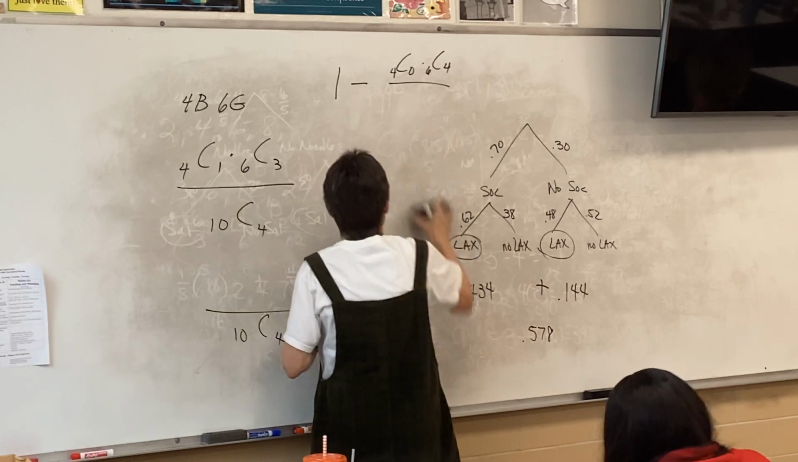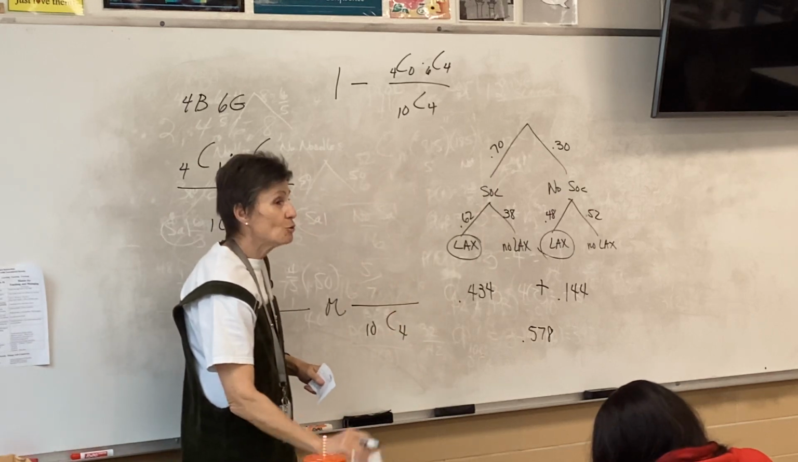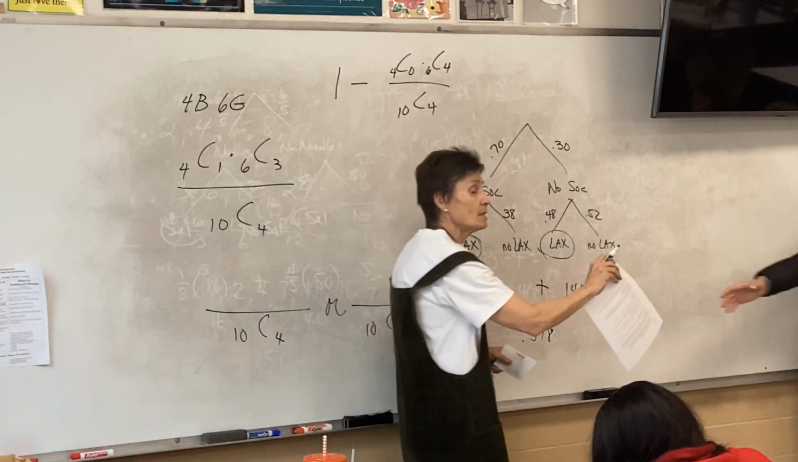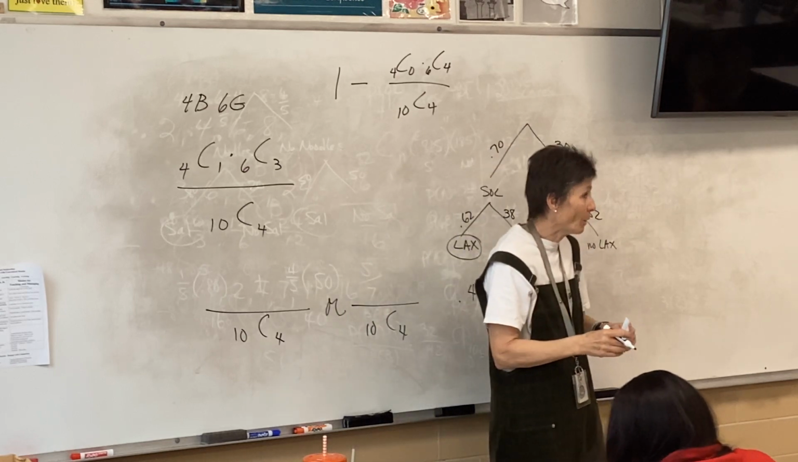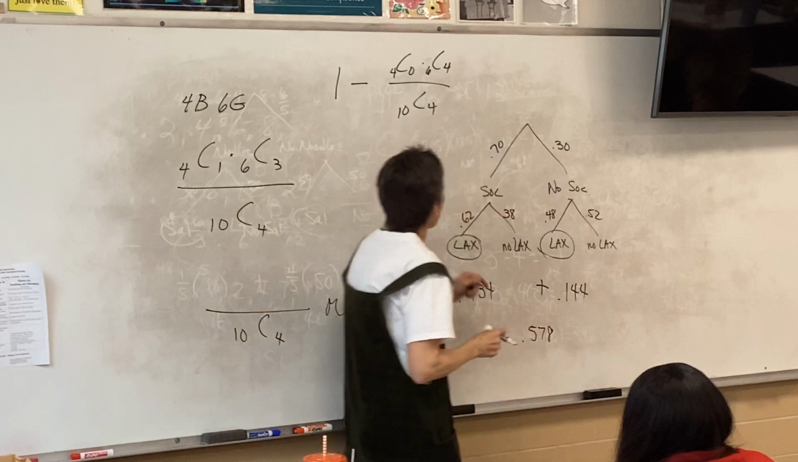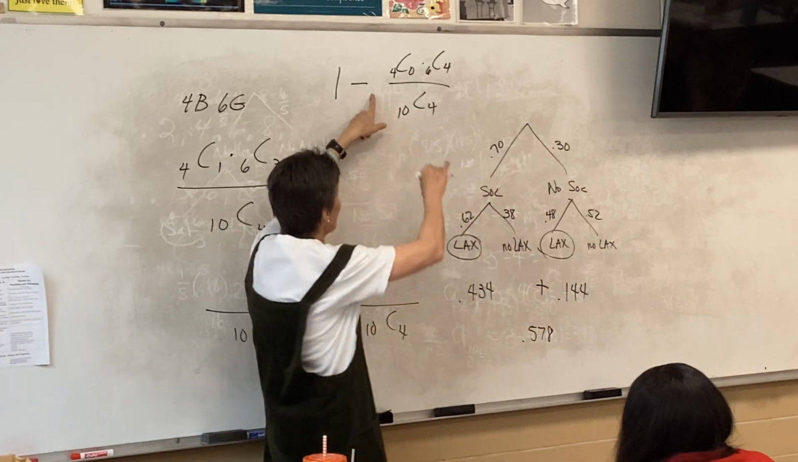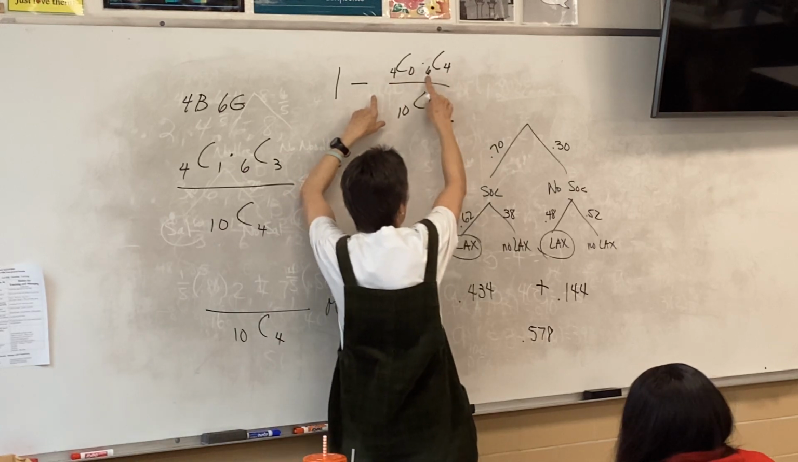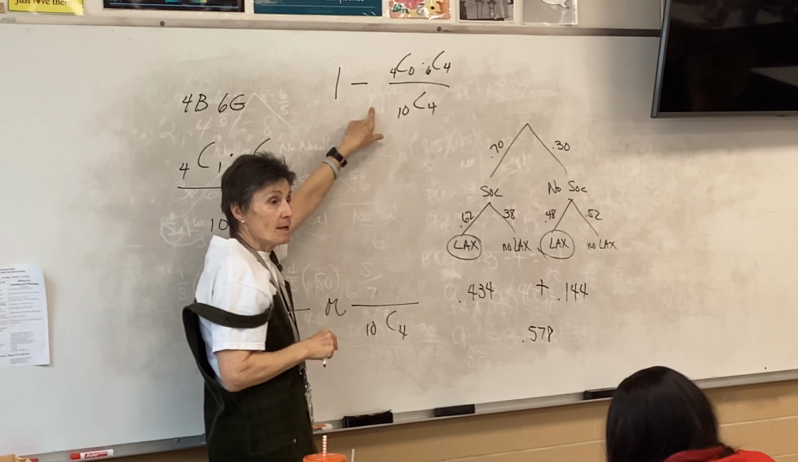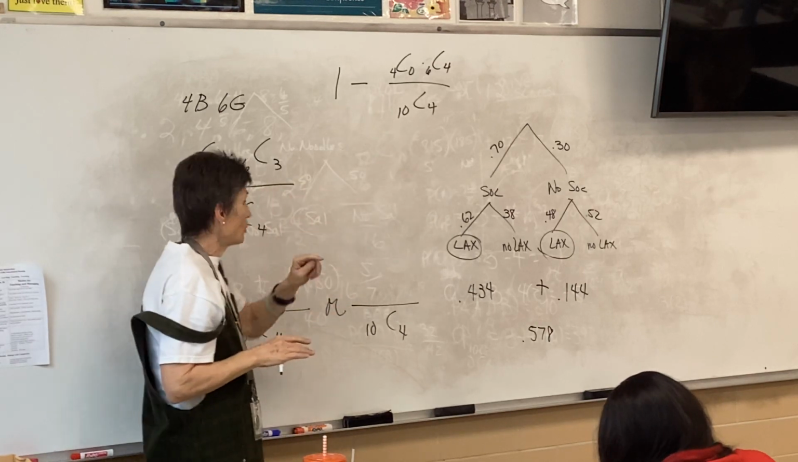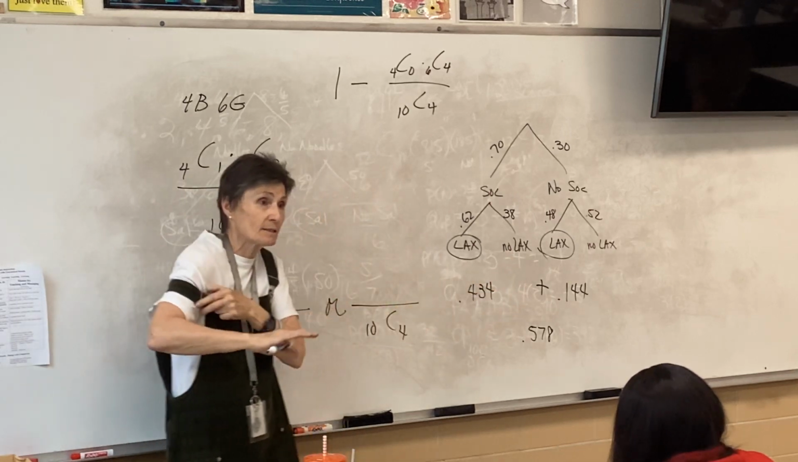Because what do I not want? I do not want all girls. I want at least one boy. So I am going to take 1 minus the probability of no boys and 4 girls. And that will give me my answer. If you're baffled by that, then your only other alternative is to do each of these individual cases, which you can do, it just takes a while.